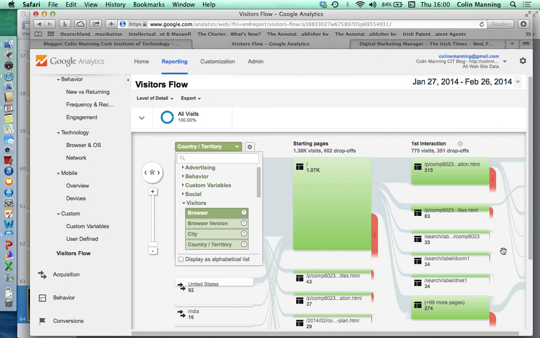Okay? So that's Google Analytics. So next week we won't carry on with the search engine optimization. We'll move on to something else altogether and then come back to it.